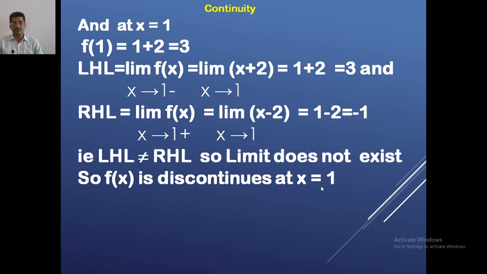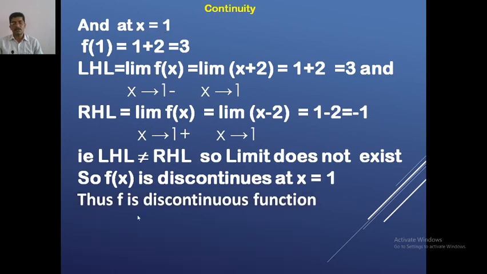Here in D1, the function is continuous. In D2, the function is continuous. But in D3, the singleton set {1}, the function is discontinuous. Therefore, totally you can say that the given function f is a discontinuous function. It is not continuous.